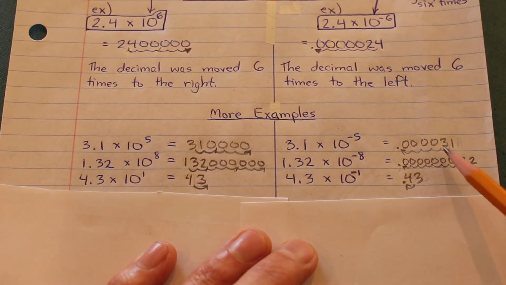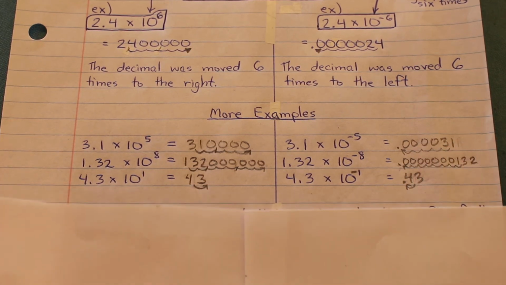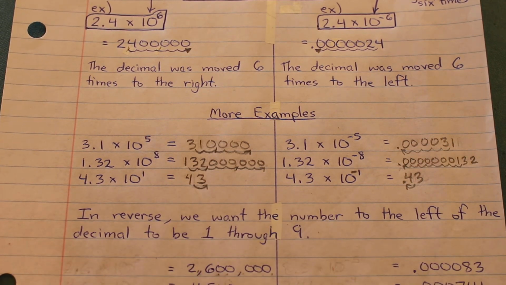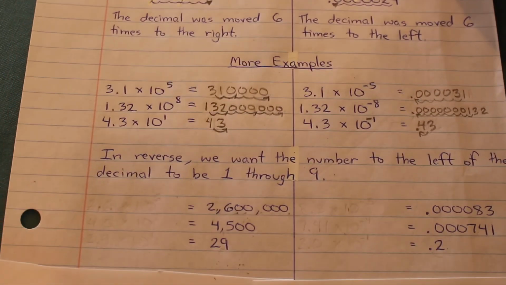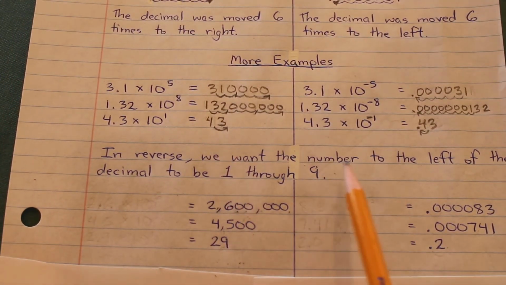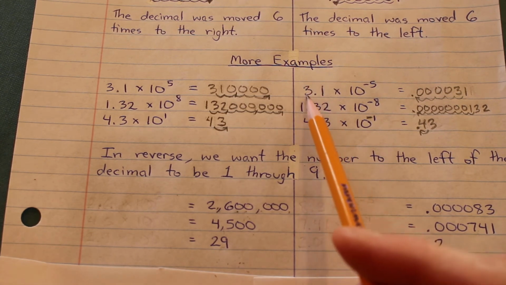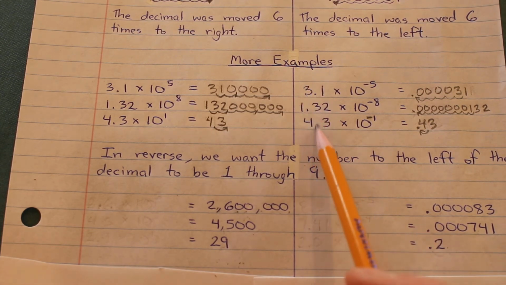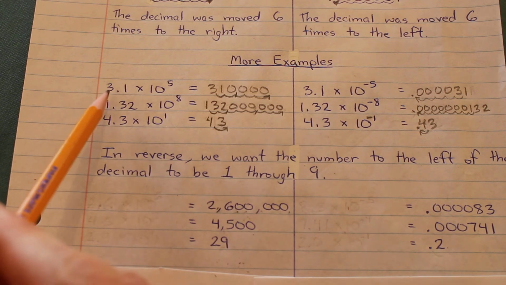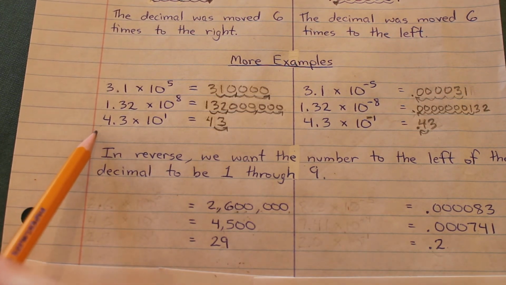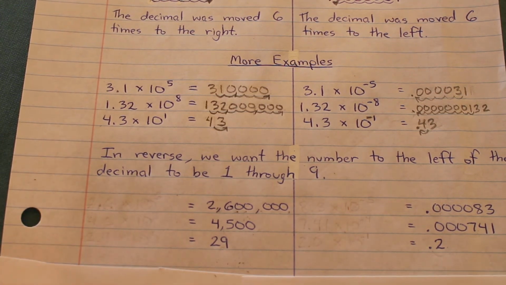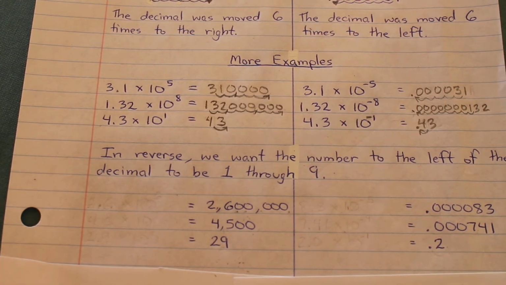All right, now we'll start with these numbers in decimal notation or standard form and write the numbers in scientific notation. In reverse, we want the number to the left of the decimal to be 1 through 9, like all these. That's our goal. You can see these are all 1 through 9. So pause the video and copy these down, and then we'll try it out.